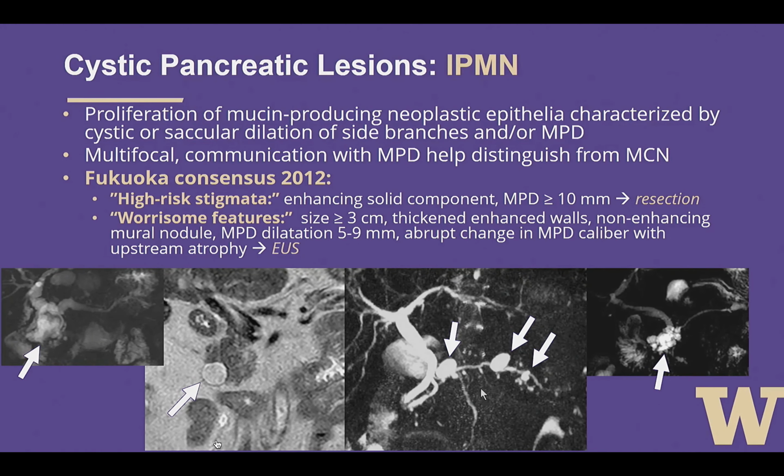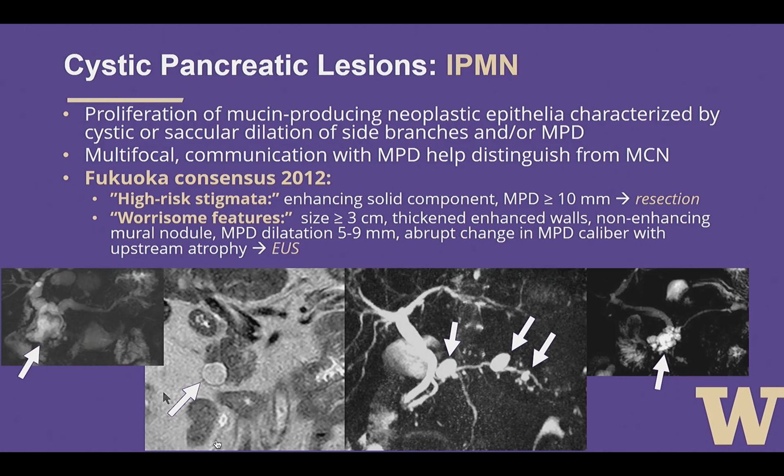So now the next part of the talk is benign cystic pancreatic lesions, and we'll start with IPMN. These are characterized by cystic or saccular dilation of the side branches or the main pancreatic duct. The classic appearance is that they're multifocal and that they communicate with the main pancreatic duct, which is what helps make the diagnosis and distinguish from mucinous cystic neoplasms.